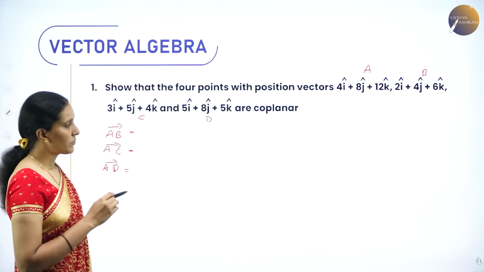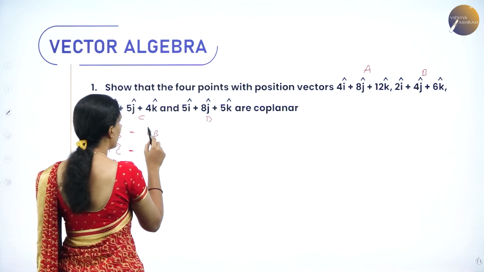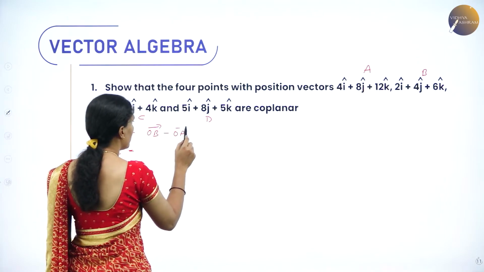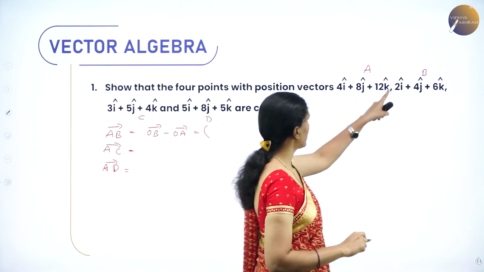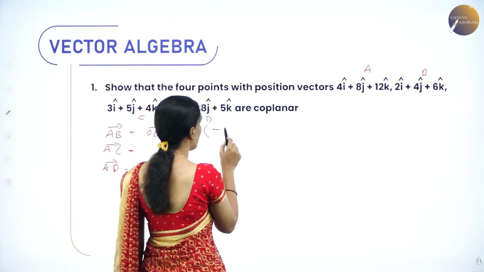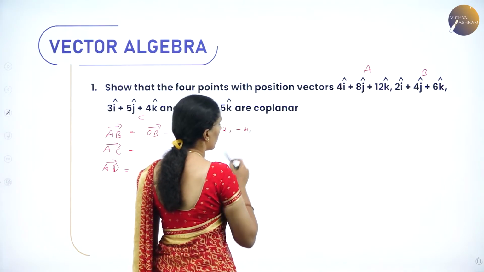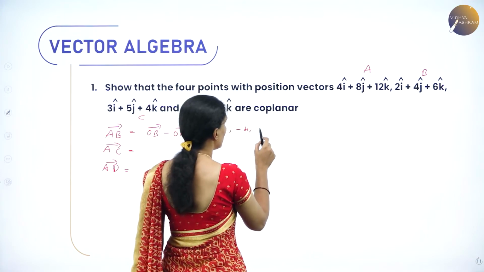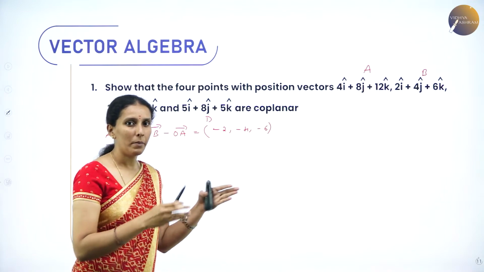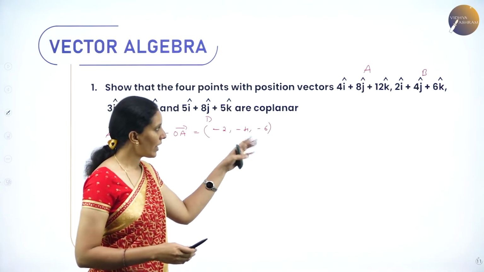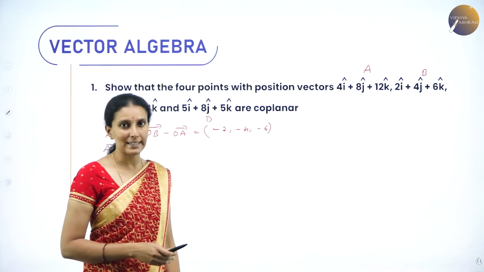So just subtract the points. AB means it is OB minus OA. So I'm just subtracting the points here. OB minus OA means 2 minus 4 is minus 2, comma 4 minus 8 is minus 4, comma 6 minus 12 is minus 6. I'm just writing only the components because for the determinant I need only the components. You can express it also in the form of minus 2i, minus 4j, minus 6k.